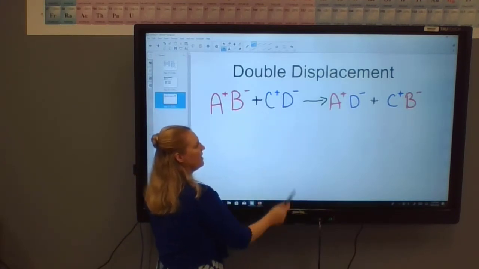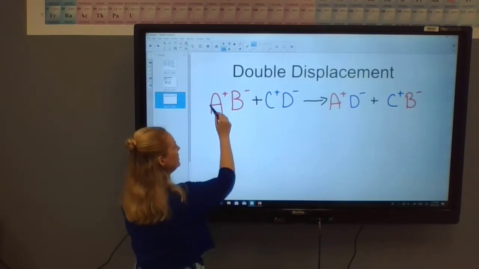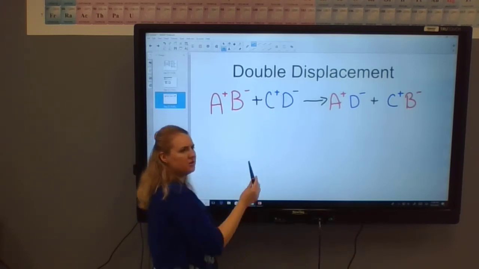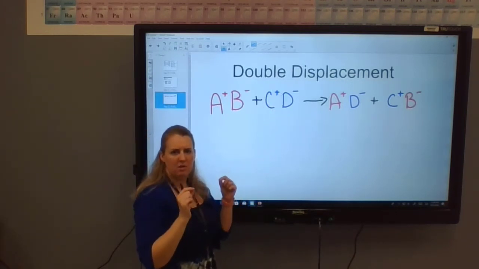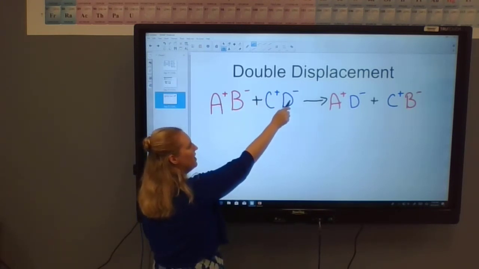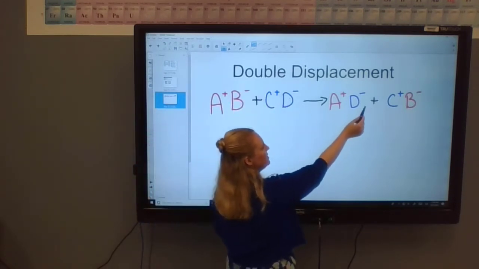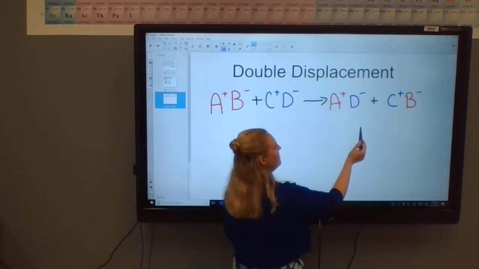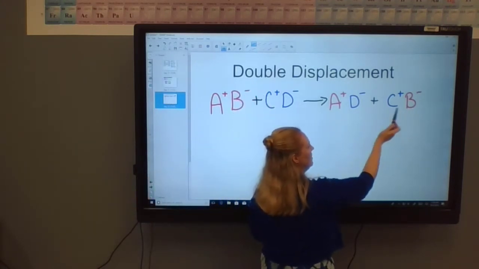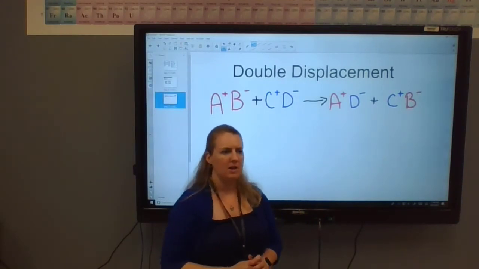And in solution, what they're going to do is switch partners. So this positively charged cation is not going to be interested in the other cation, right? Same charges repel, opposite charges attract. So it's going to be attracted to that negative ion on the other compound. So A is going to jump to D, so I'm going to have a reaction between A and D. And C is going to jump to B, so I'm going to have C and B. Remember, we always write the cation, the positively charged ion, first in the compound. So here are our products of the reaction.